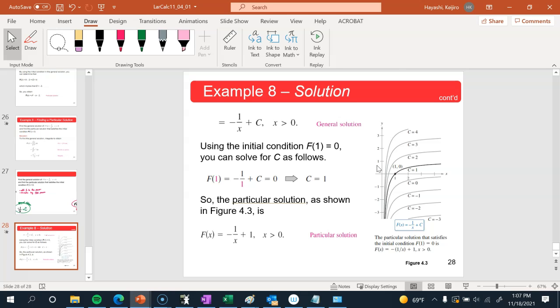But with that initial condition, that you plug in 1 and you get 0, it looks like only one of these passes through the point (1, 0), so only one of these is going to satisfy that initial condition. And the one that does is the member where c equals 1. So that is our particular solution to that initial condition where f of 1 equals 0.